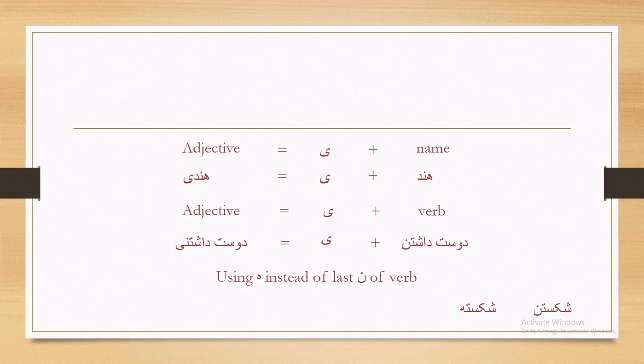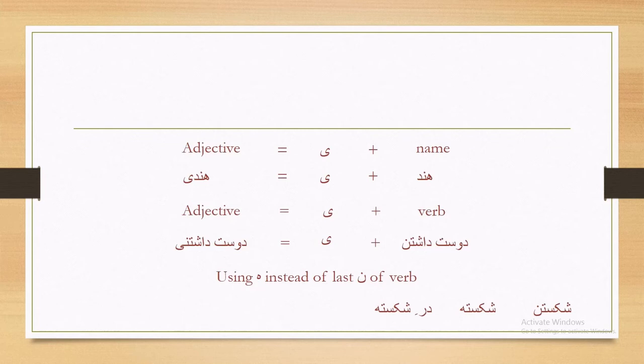For example, door in English means dar in the Persian language. So we add this adjective to dar. We have در شکسته.